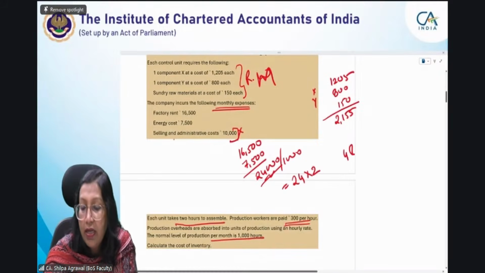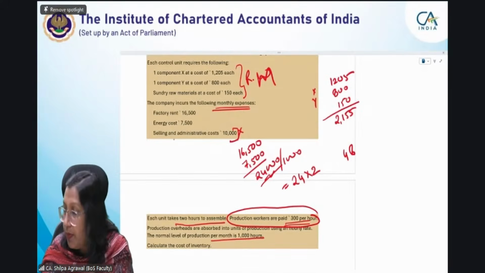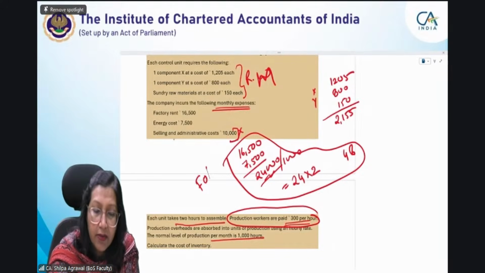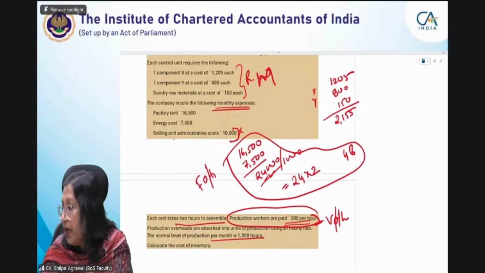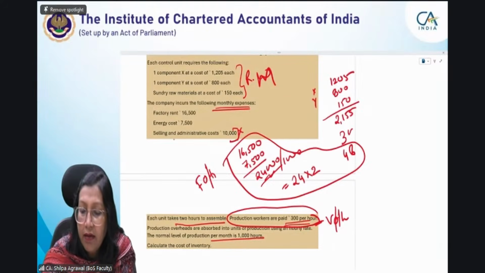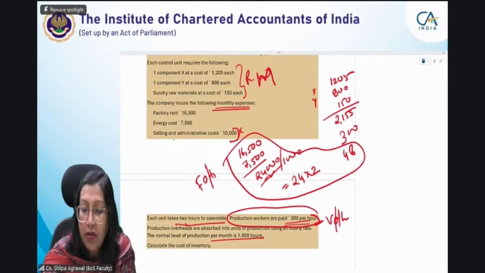48 is allocated, and this is a separate thing. Production workers are paid 300 per hour, means it is a variable overhead. Till now, what we are talking about, this is what? Fixed overhead. What is this? This is variable overhead. Clear? So, variable overhead of 300 will be incurred per hour, and we are saying 2 hours. So, 300 into 2 becomes 600.